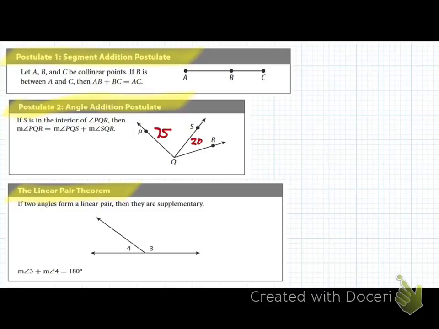Last one, linear pair theorem. We talked about this already. What do we know about lines? How many degrees is a line if it's by itself? 180, right? So if I have this line right here, it's 180 degrees all the way around, right?